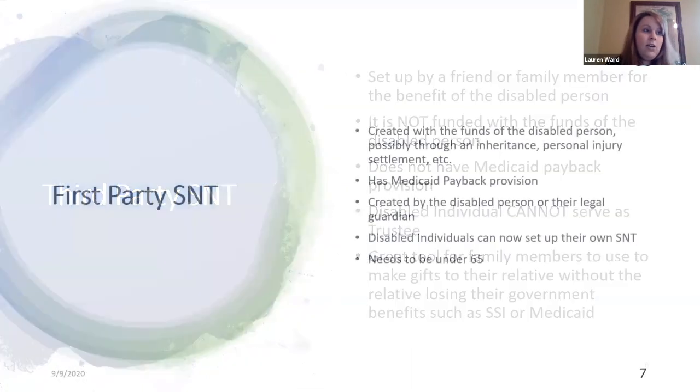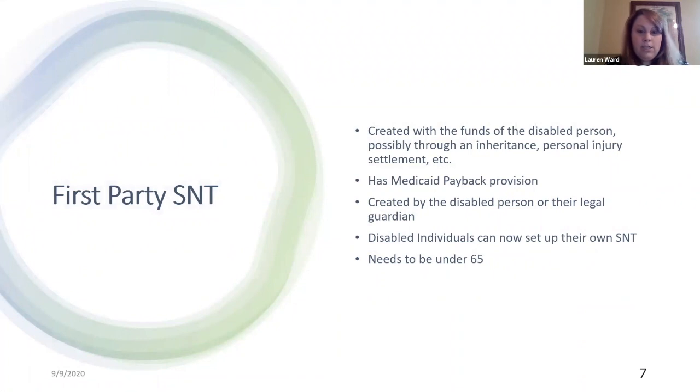So next, we're going to talk about the first-party supplemental needs trust. While a lot of the things are the same, such as the trustee having the discretionary power to make distributions, the biggest thing is this has to have a Medicaid payback provision because it is going to be created with the funds of the disabled person.